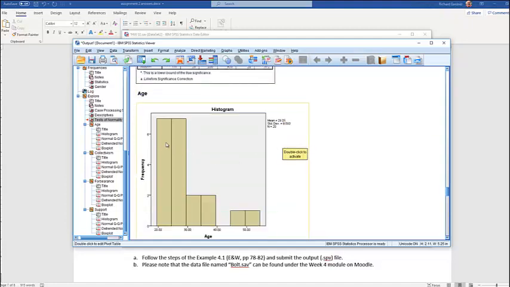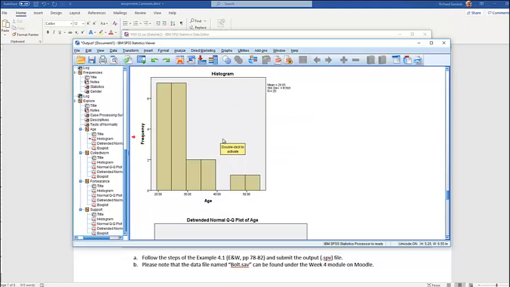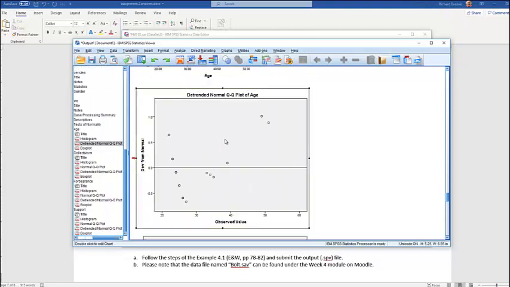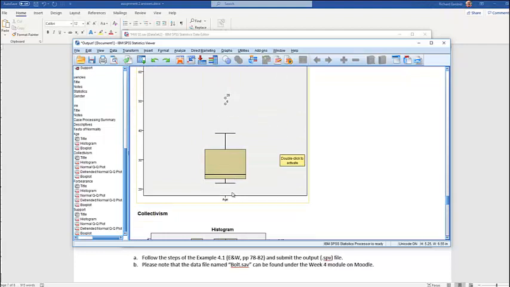There's the histogram. It's easy to see that it violated normality. And we don't use the normal QQ plot anymore. And we don't use the other QQ plot anymore. But here's a box plot that shows you that you have some outliers in age. So number 6 and number 20. Let's see what number 6 and number 20 were on the data sheet.